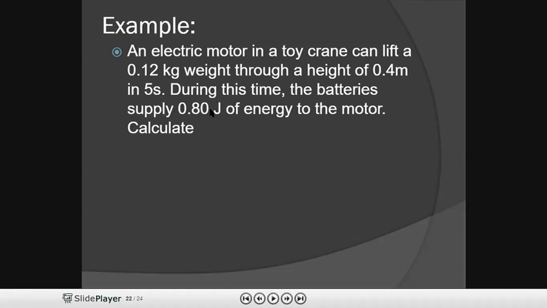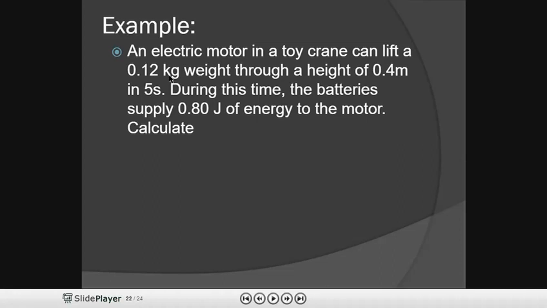So 0.80 joules of energy means we will have to calculate the useful output. This is actually the total input, 0.80 joules. So the output can be calculated by calculating the work done. When we lift anything against gravity, we do work on it. So m into g, that is 10, and then h. Multiply these three things: m, g is 10, and h is 0.4. This will give you the work done, and this work done will be divided by the time.